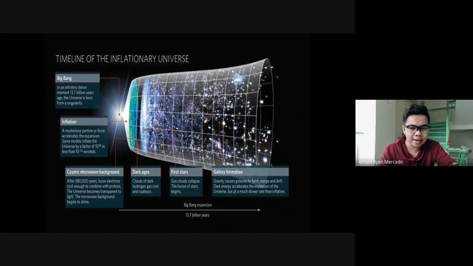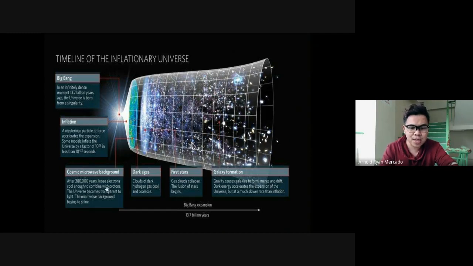Kung sa Big Bang, ayun po yung kanyang starting point, yan, then, nag-expand siya na nag-expand. Ito naman yung inflation point, yung panahon na talagang yung explosion period. So, merong isang mysterious particle na force na nag-accelerate na talagang nagpasabog doon sa sinasabi nating singularity na meron sa universe noon.